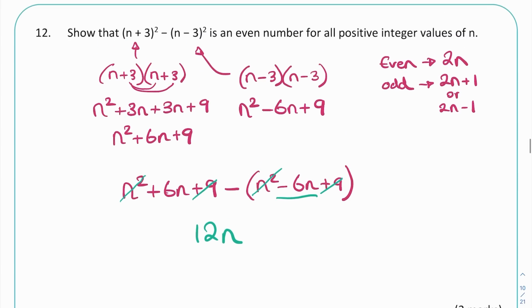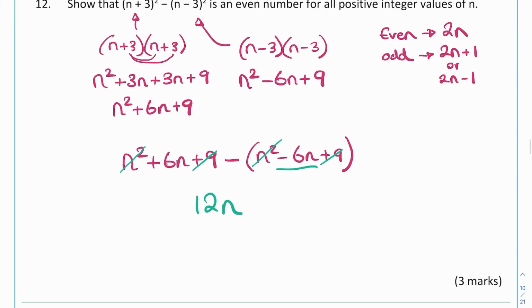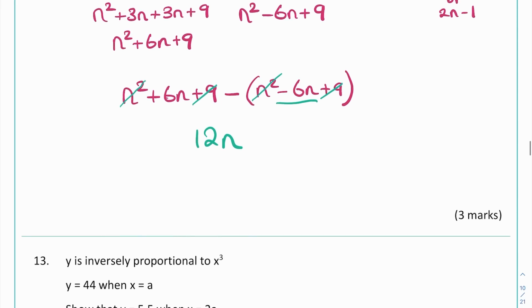Now when you are doing proof and you're trying to show that something is a multiple of something, in this case it's an even number, and an even number is always a multiple of 2, we want to try and factorise 2 out of the expression. So if 12n is our final expression, I could factorise 2 out and just write 6n on the inside. 2 lots of 6n is 12n, it means the same thing. But in this case, we can say always a multiple of 2, and therefore it's even.